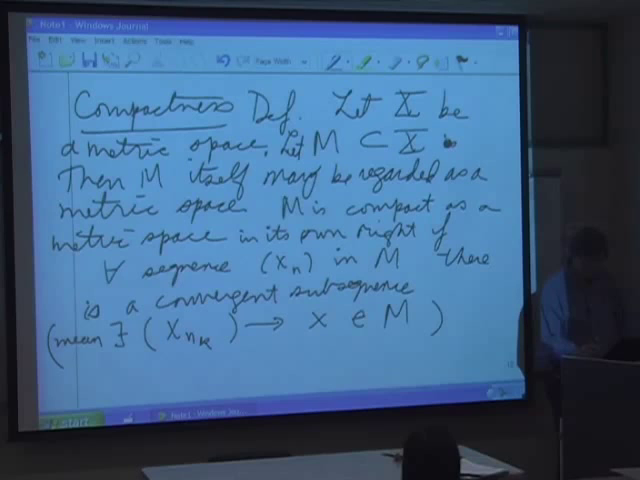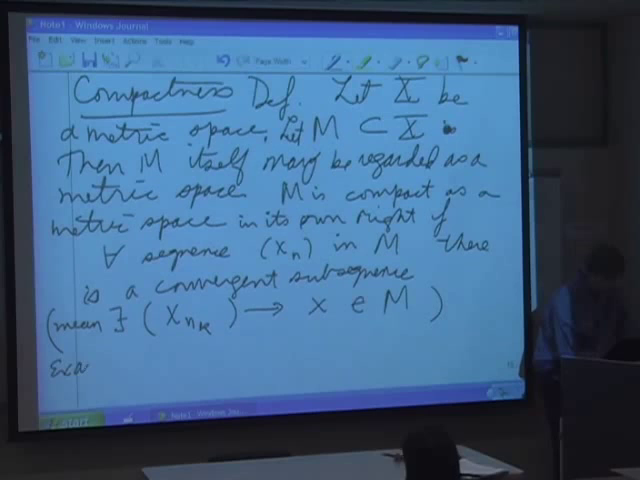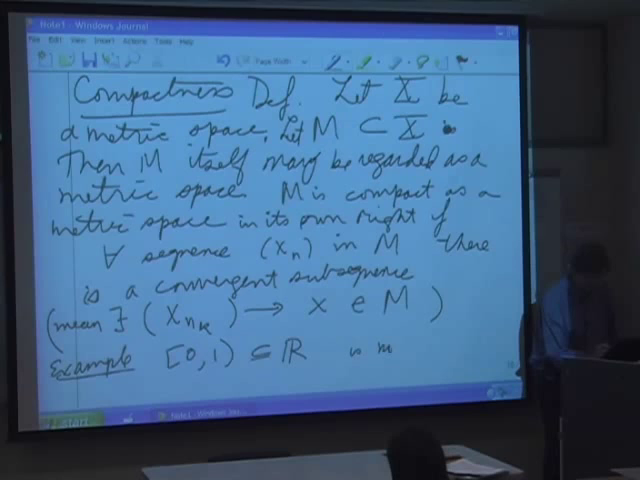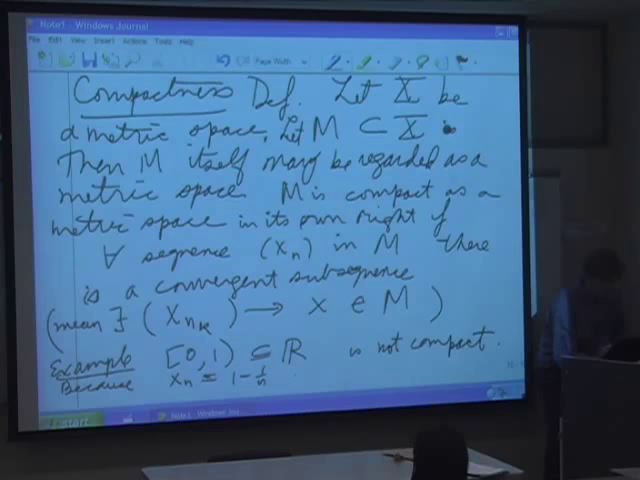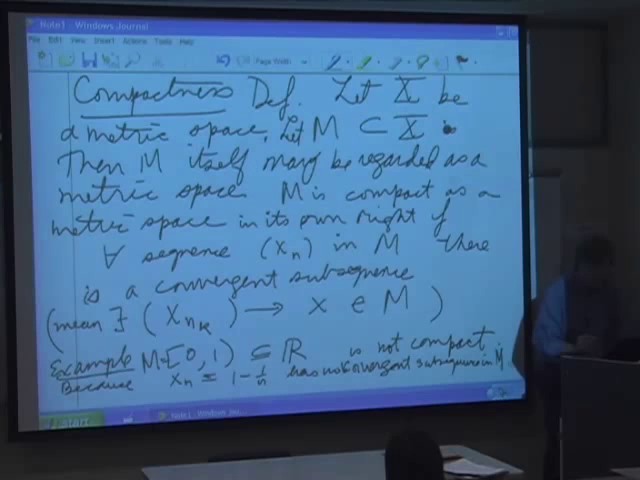And I think I gave an example of a metric space that's not compact. Example that I gave before. I'm not sure I gave it this time also. Yes, I did here. The interval (0, 1), as a subset of Euclidean space, is not compact, because x_n equals 1 minus 1 over n has no convergent subsequence in M. Let's call this M. No convergent subsequence in M.